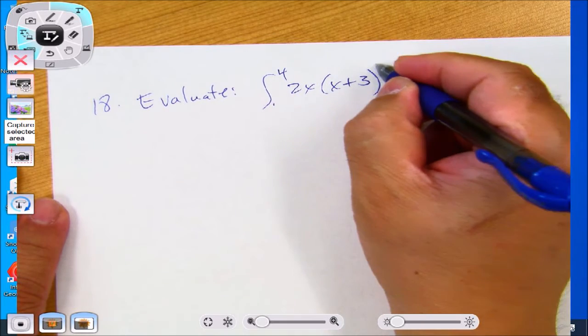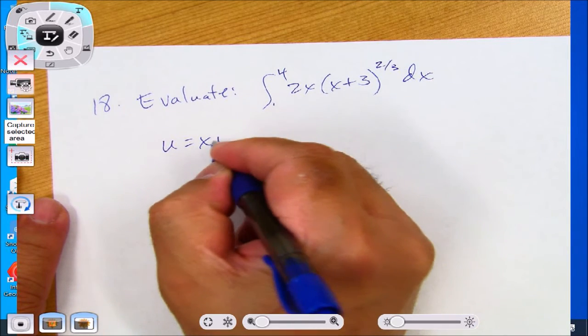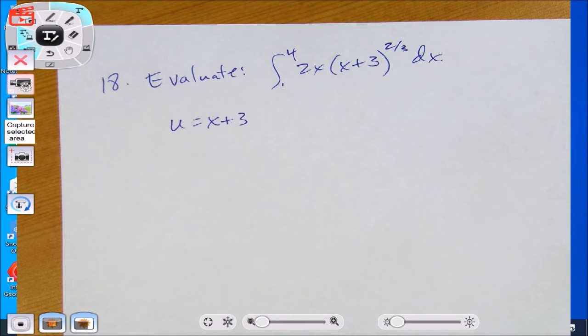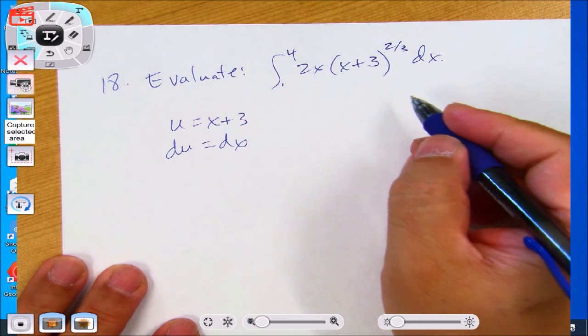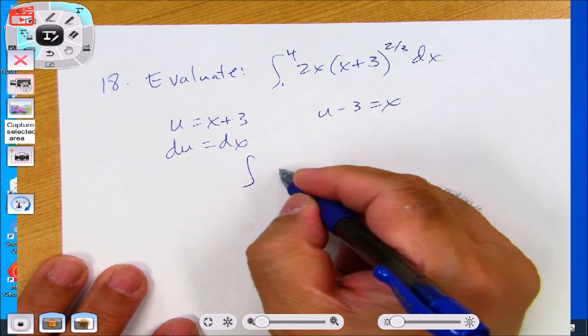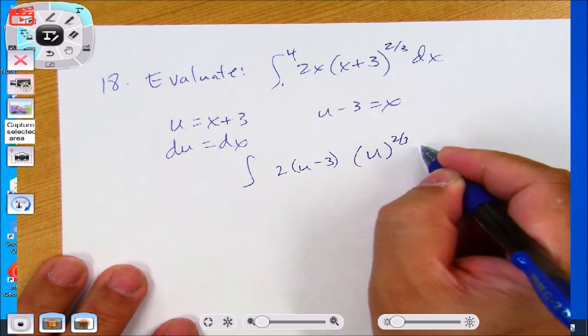Did you get x equals u minus 3? Yeah. Whoa. Mr. Schweitzer. Wait, why don't you just associate? Because there's a 2/3. What are you talking about? You can't just multiply 2x times x times 2x times 3. Because there's 2/3. That'd be so much easier if you could. Yeah, I agree. So those are my values. So it would be 2 times u minus 3 and u to the 2/3 du.